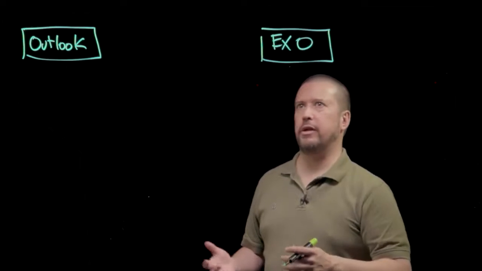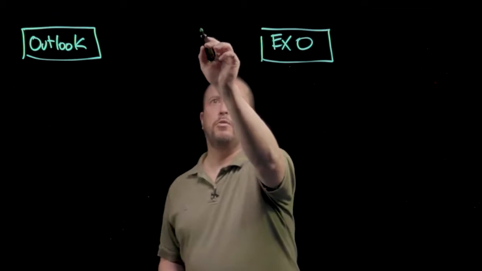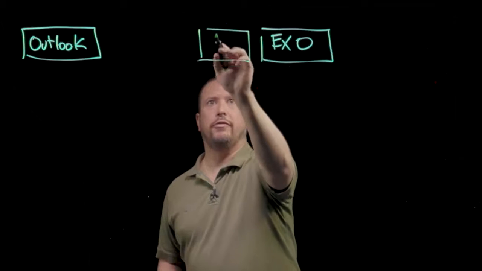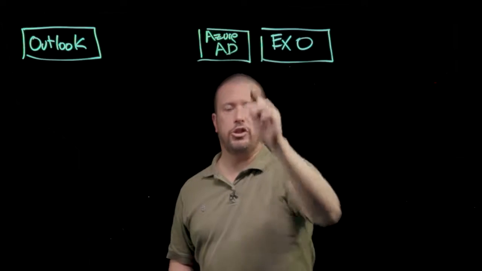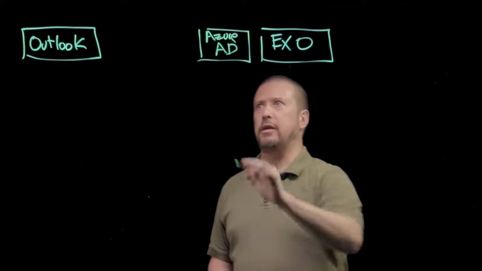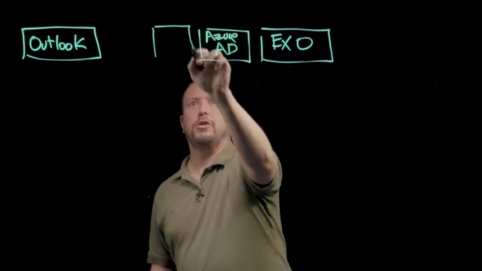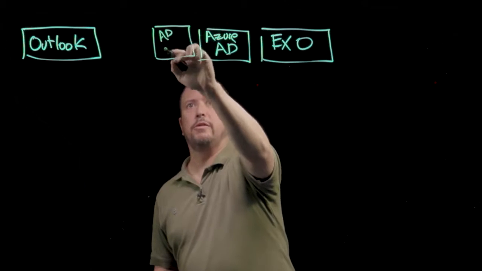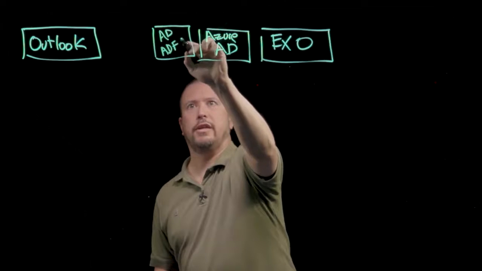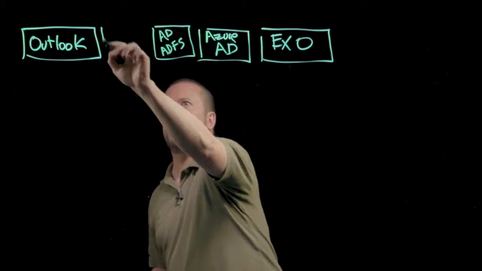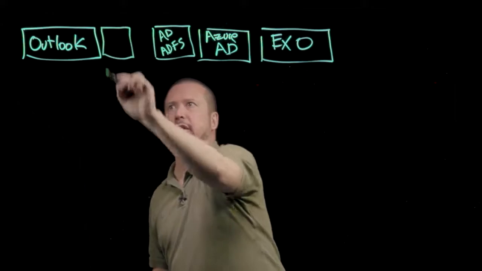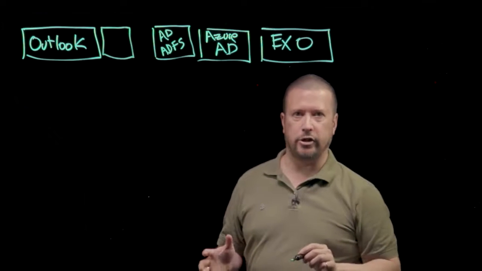Now we need a few more players here for this to work. We need to have Azure Active Directory as the identity provider for Exchange Online. And just to make this exciting, we'll also have a federated scenario. So we'll have Active Directory and ADFS. And then finally, we're going to need one other player here that I'm going to describe in a moment that's going to be part of the client interaction.